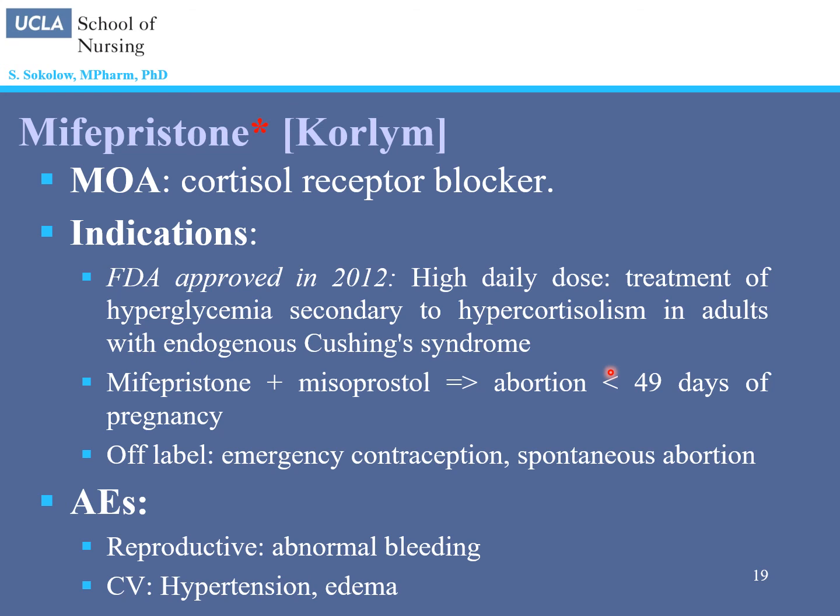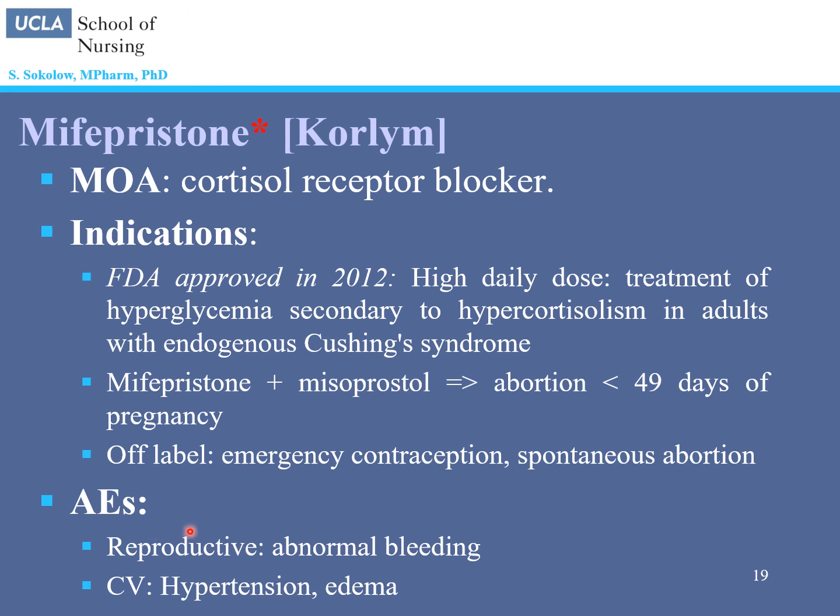So this is a new indication. Before, and still in use, it is used in combination with misoprostol. If you remember misoprostol from your GI lecture, it is a protector of the GI membrane, but it also induces uterine contraction. So when those two drugs are used together, they produce uterine contraction and are indicated for abortion in pregnant women who are less than 49 days pregnant. They're also used off-label as emergency contraception and for spontaneous abortion.